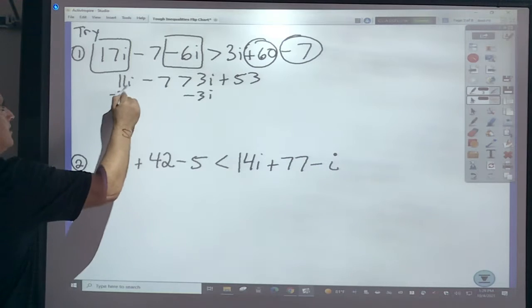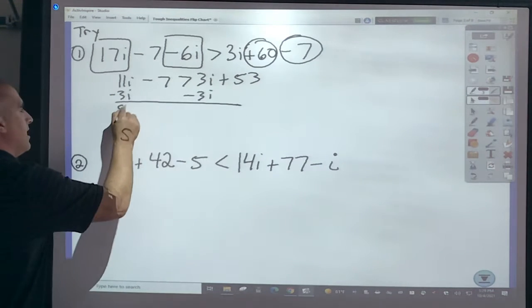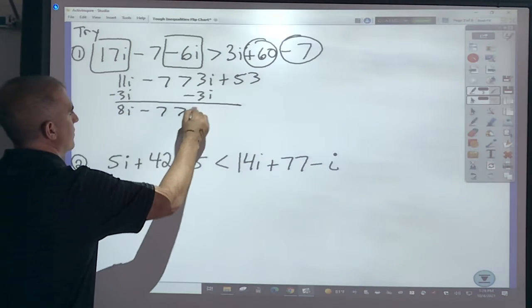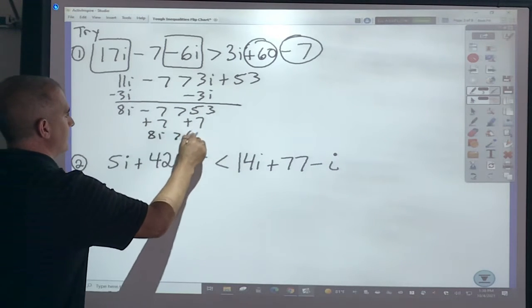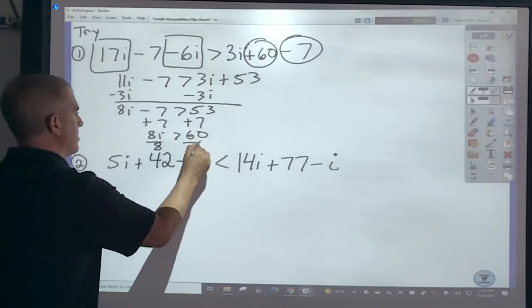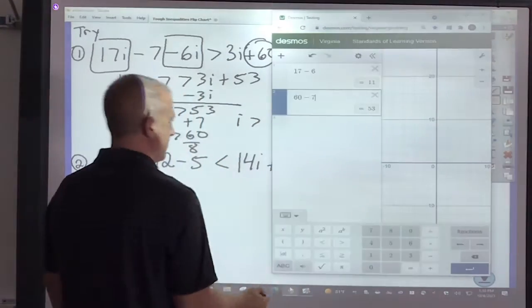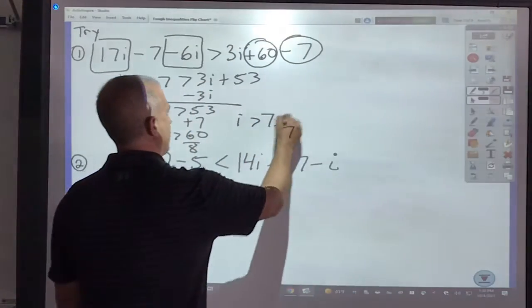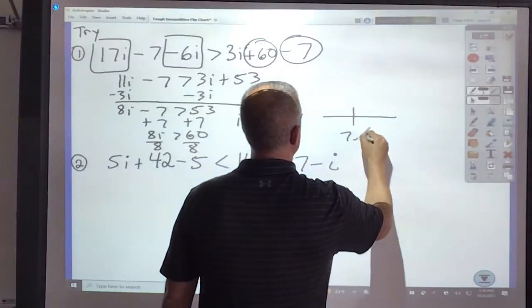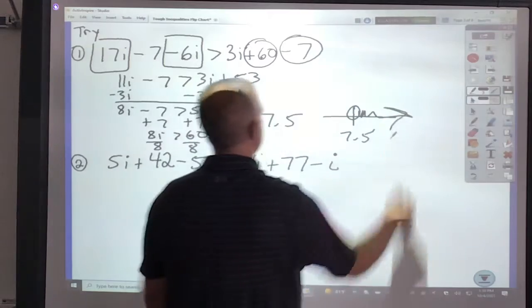Subtract 3i, subtract 3i. That's going to be 8i minus 7 greater than 53. Add 7. That's going to be 8i greater than 60. And then divide by 8. Let's figure out what 60 divided by 8 is. That is going to be 7.5. Open circle on 7.5, shaded right.